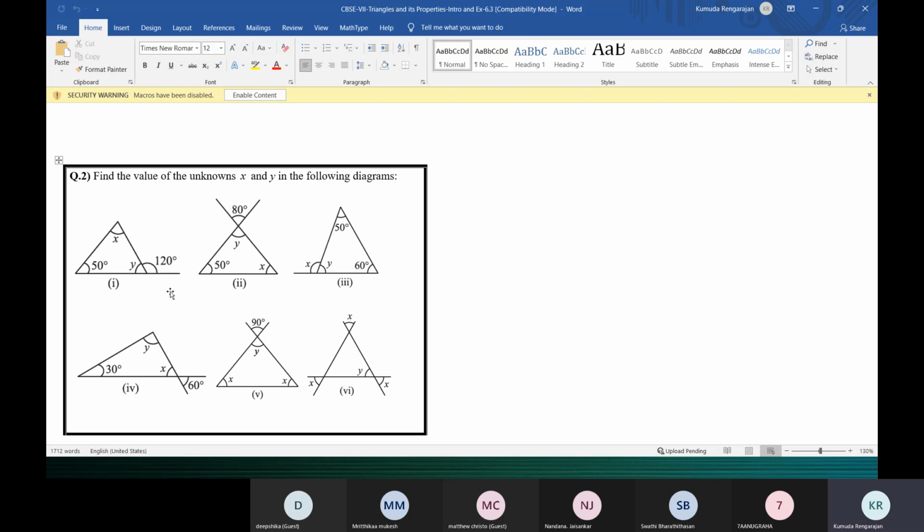Or you can use the angle sum property in a triangle. x plus y plus 50 is equal to 180. x we already found, 70 degrees. So 70 plus y plus 50 is equal to 180. On solving this, you'll get y is equal to 60 degrees.